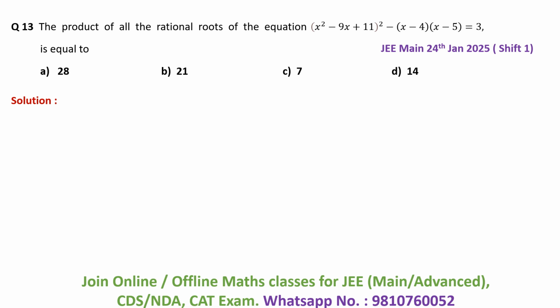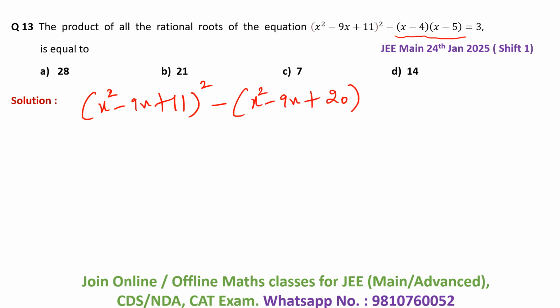Now students, this next question is based on the topic of quadratic equations. It says the product of all the rational roots of the equation (x² − 9x + 11)² − (x − 4)(x − 5) = 3 is equal to. Now clearly, if I simplify this equation by multiplying the terms in the second bracket, that is (x − 4)(x − 5), I will get x² − 9x + 20 inside the bracket.